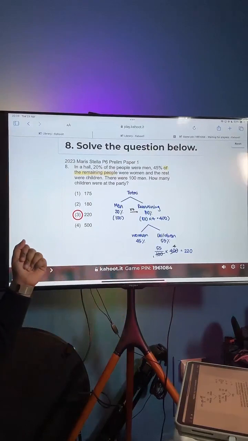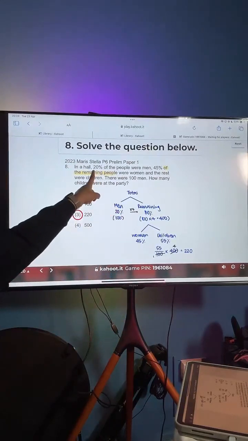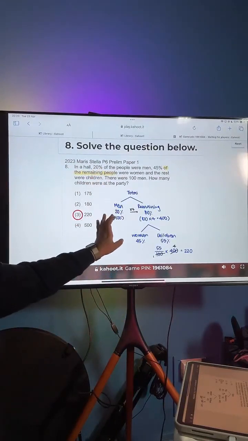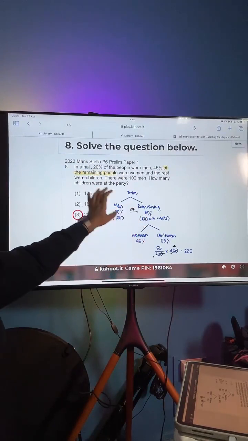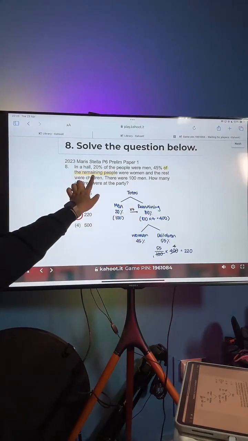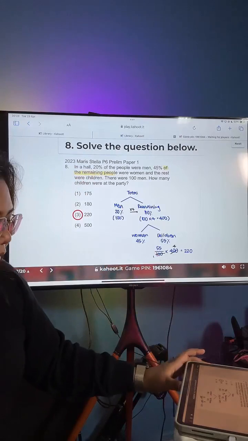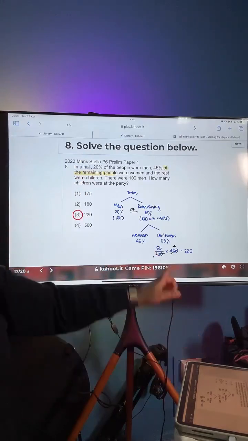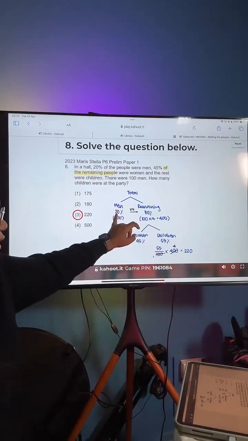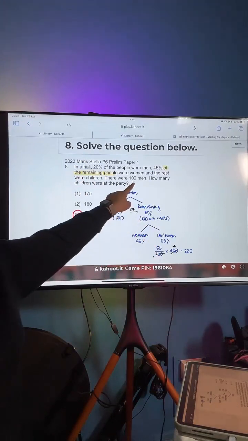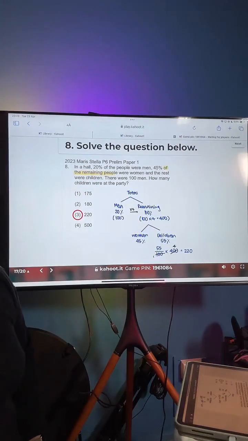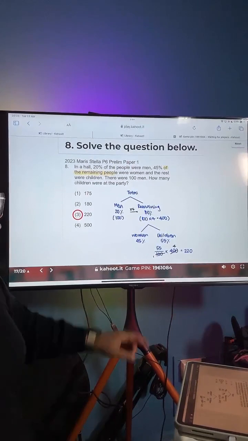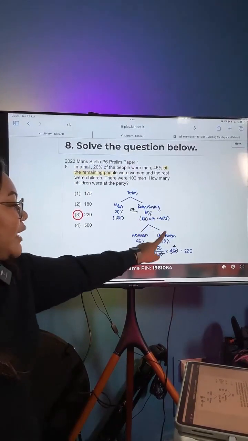How? Let me explain. Total, there's 20% men. The remaining must be 80%. Why? We are looking at remainder concept. So the remaining people, the 80% must be 400. Since the men, 20% is 100. 100 men, okay? So, if I have 100 men, the remaining 400, I want children.